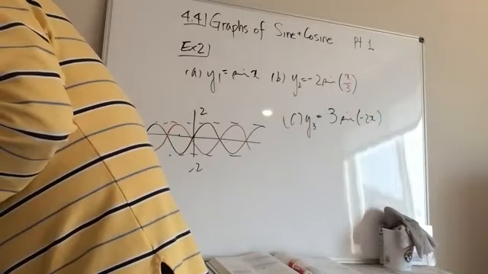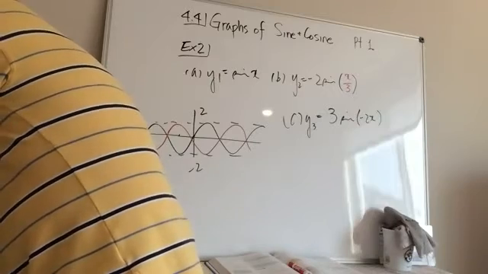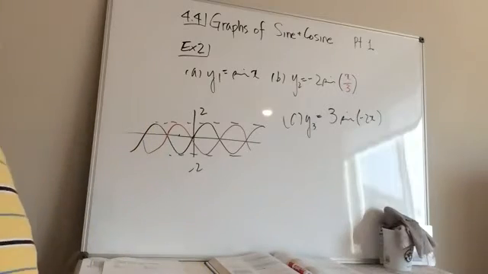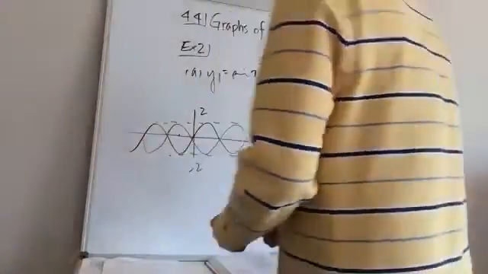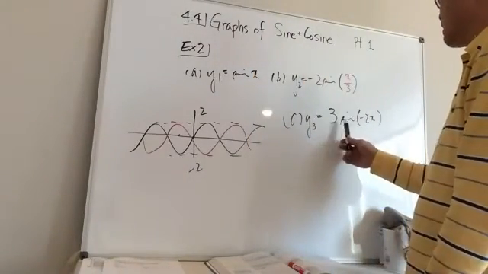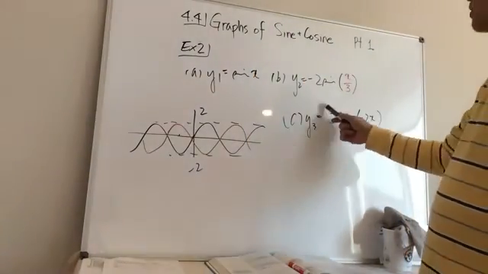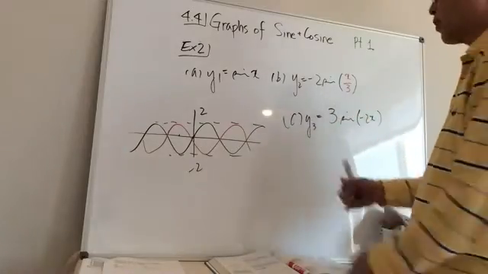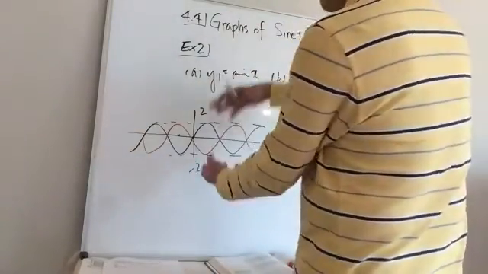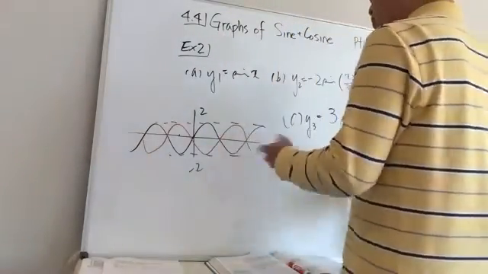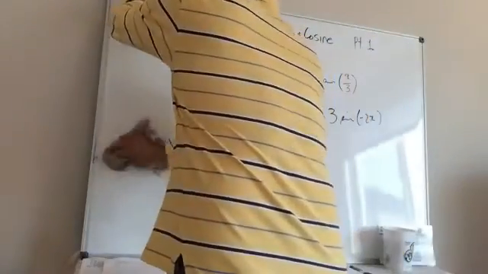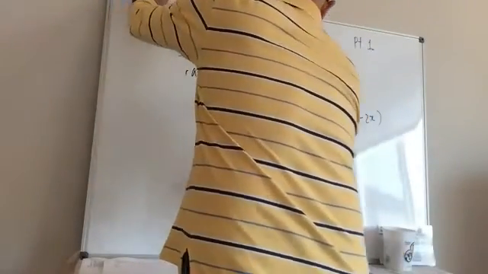All right, now let's go ahead and see if we can do C. On C, we're going to do 3 sine of negative 2x, okay? The 3 part is pretty simple, right? The 3 part is we're going to vertically stretch it by 3. So the amplitude now is, instead of 1, it is 3. So that was pretty simple.